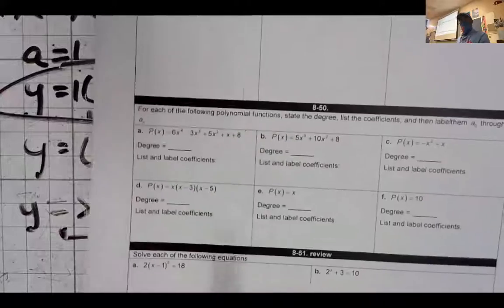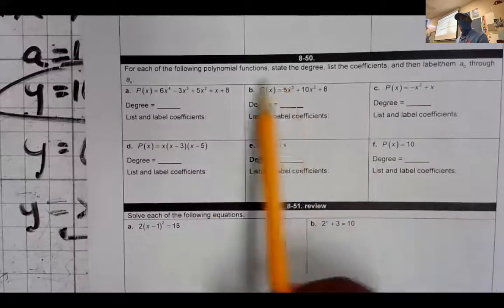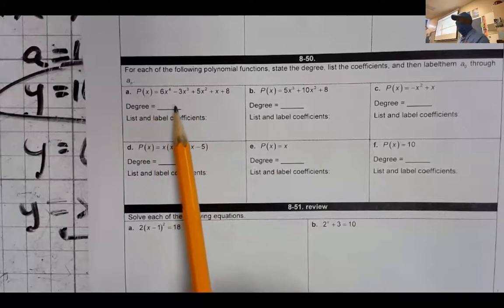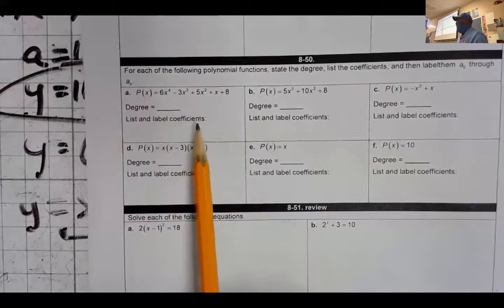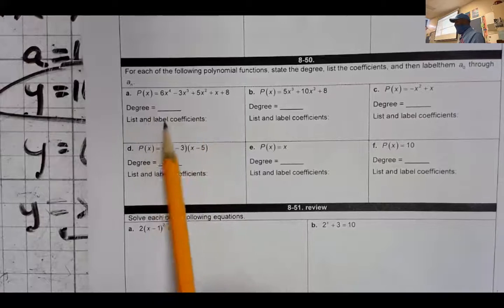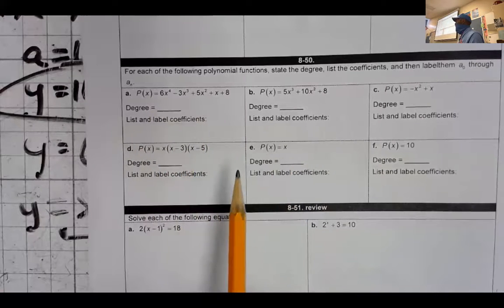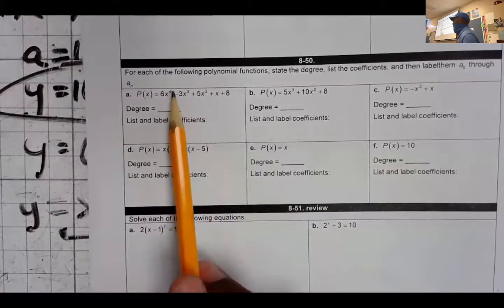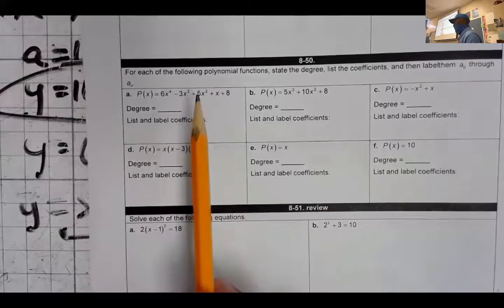Okay, on the back. Now this one, I'll talk about this one in a second. This one is just like the other day, where you have to look at the equation and determine what the degree is. What are coefficients? Because it says list and label coefficients. What part of the equation is a coefficient? Oh, the small numbers, like up there? Yeah. It's not the small numbers. It's the bigger numbers.